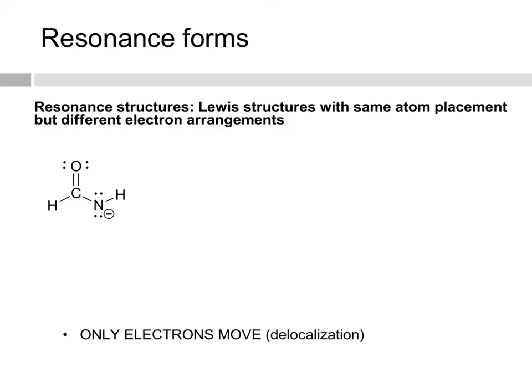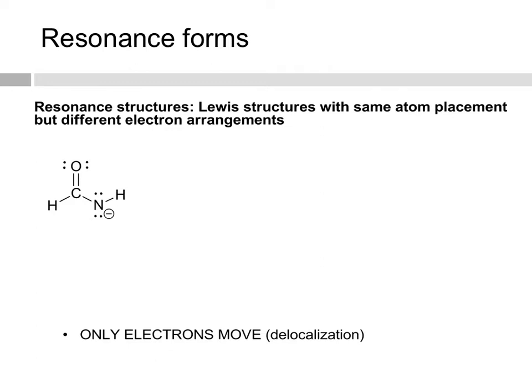This lecture will talk about resonance. Resonance forms or resonance structures are Lewis structures with the same atom placement but different electron arrangements. Now keep in mind that only electrons are moving, but you are not breaking any sigma bonds because that would change the identity of the compound. So when you draw resonance forms, you are just drawing different electronic arrangements of the same compound.